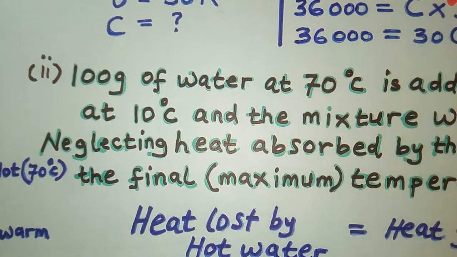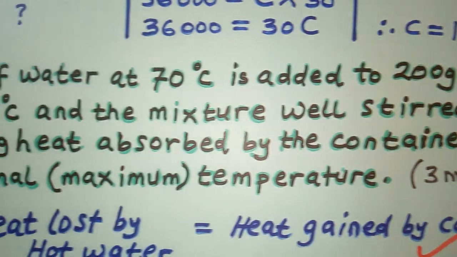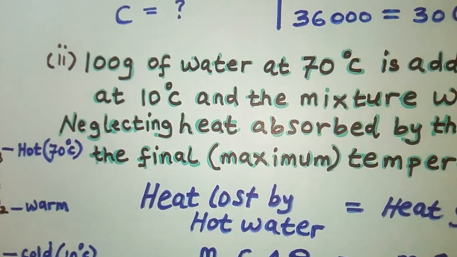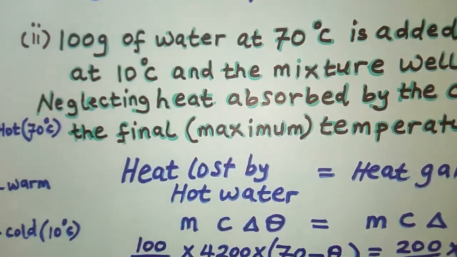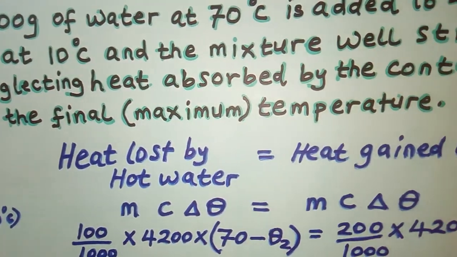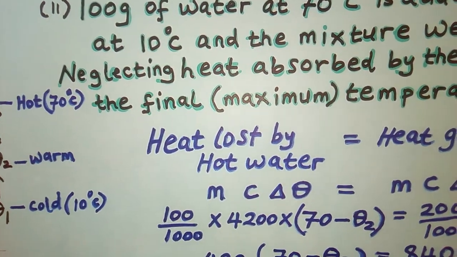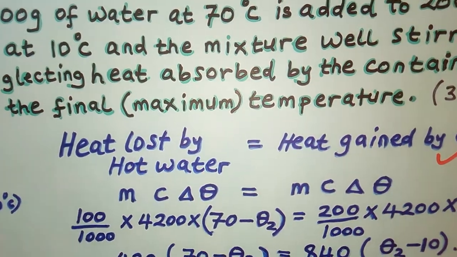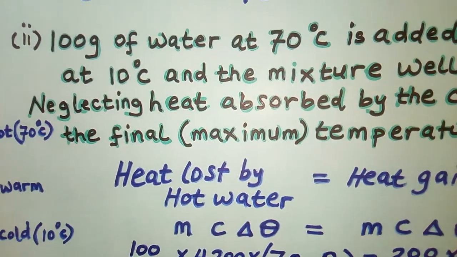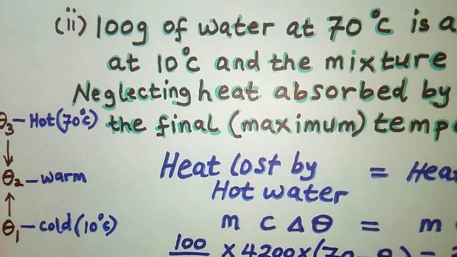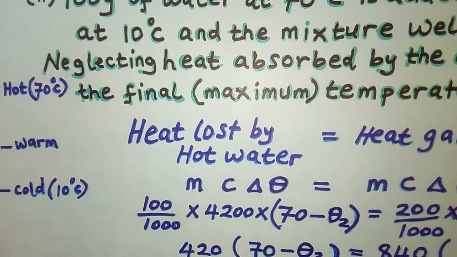100 grams of water at 70 degrees Celsius is added to 200 grams of water at 10 degrees Celsius, and the mixture well stirred. Neglecting heat absorbed by the container, find the final or the maximum temperature. Now this question reminds me of when you are going to bathe, you mix hot water and cold water. And when you mix the two, you end up with warm water.